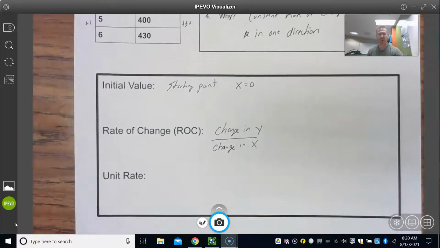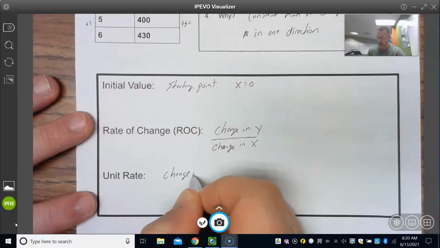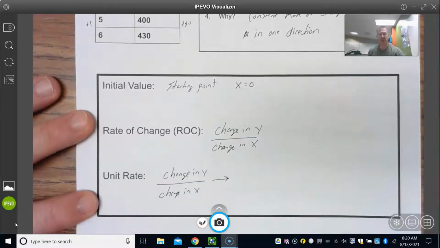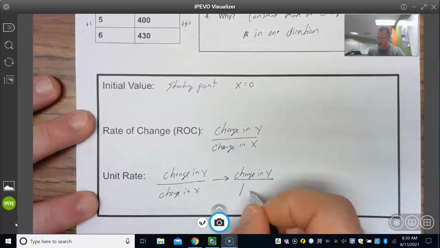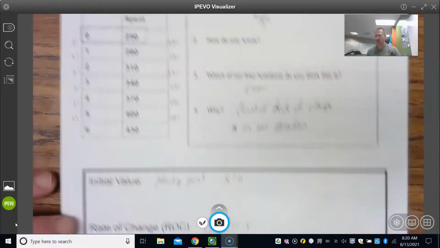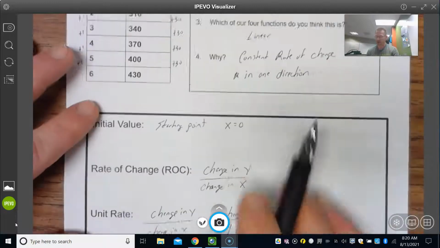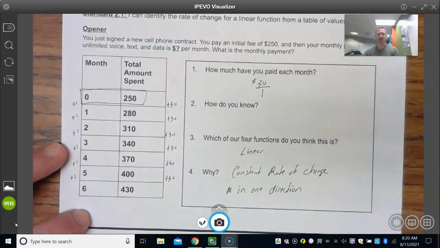And then we have our unit rate. What this means is that we have our change in y to our change in x, and when we have a unit rate, we're looking at the change in y to one change in x. So the denominator is going to be 1 when we look at that ratio. For example, going back up here, this was 30 to 1, 30 to 1, 30 to 1. This 30 to 1 is a unit rate. So when we say unit rate, it's per 1.